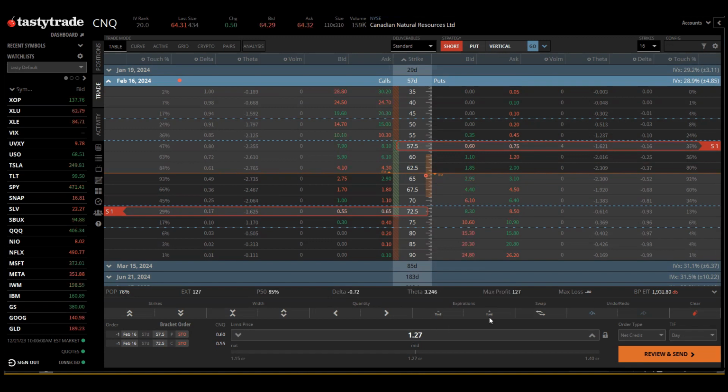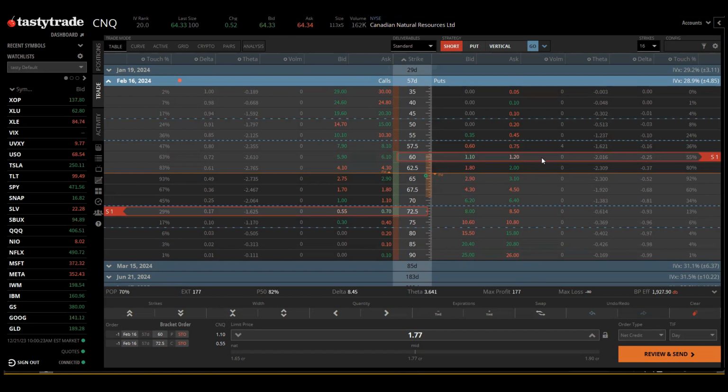Now, we're bringing in less credit, so our max profit went down. Our max loss is still infinite. It's still an undefined risk strategy. So you can play around with some of these strike prices and see how it affects your overall delta and probability of profit. Again, for the purpose of this, I'm going to leave it here.